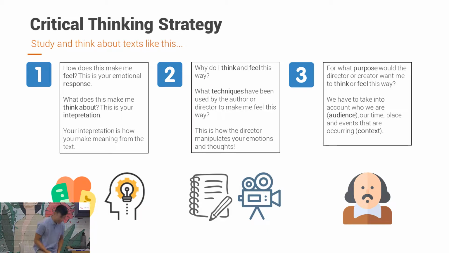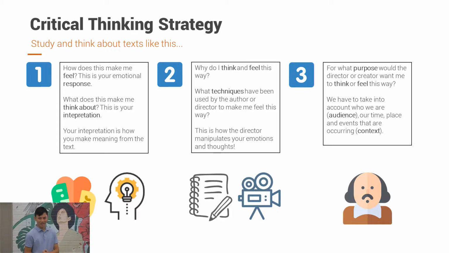Alright, so the critical thinking strategy is basically a very, very simple three-step process. So instead of just automatically jumping to, what techniques are there? Oh, I can see, they're using like a wide shot, or they're using lighting, or they're using metaphors or whatever. We don't focus on any of that straight away.